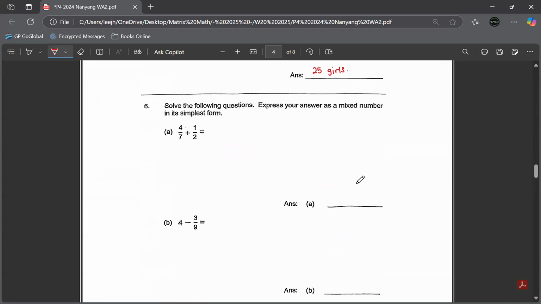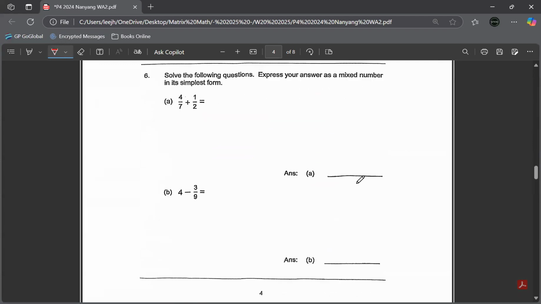To solve the following questions in all these fraction equations, express your answer as a mixed number in its simplest form. So 4 over 7 plus a half. You just have to change the denominators to the same. This is times 2, times 2. This is times 7, times 7. Because 7 and 2, you can only convert them both to a common denominator of 14.